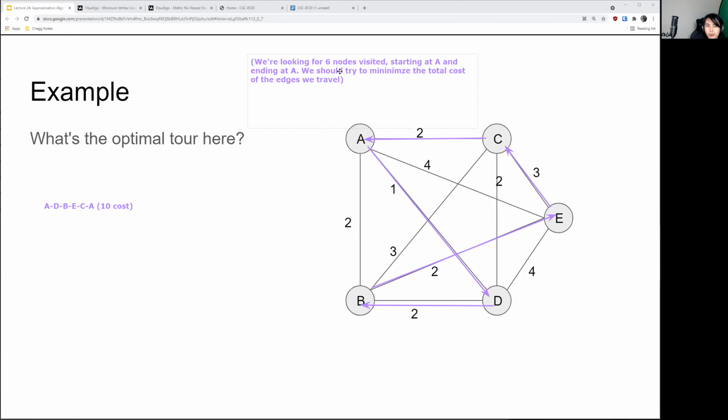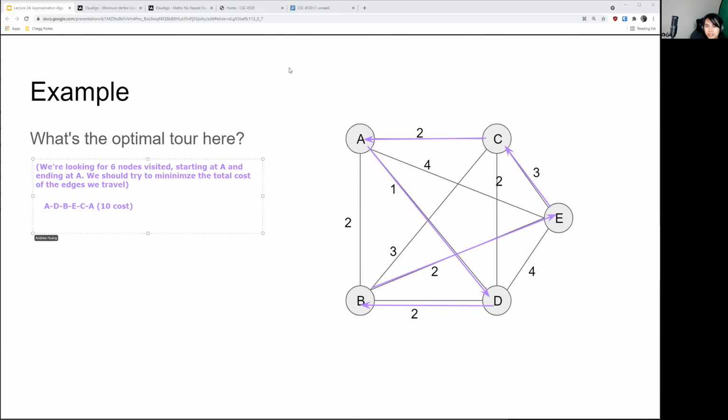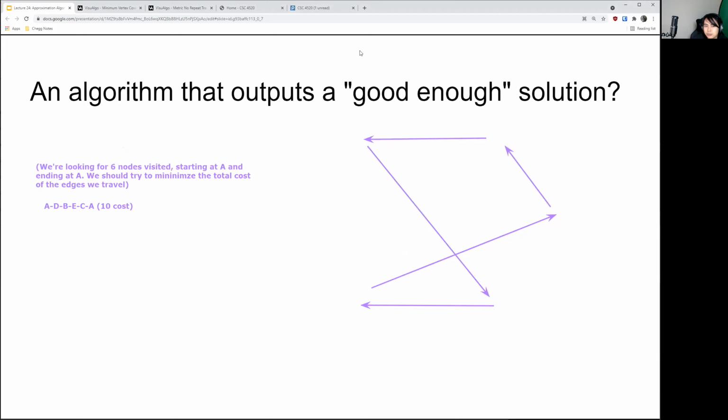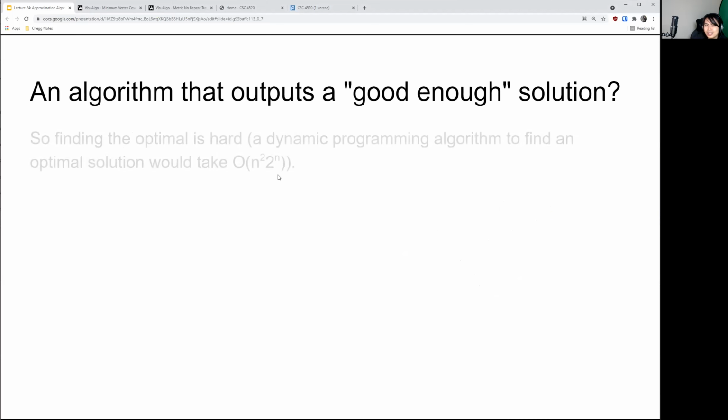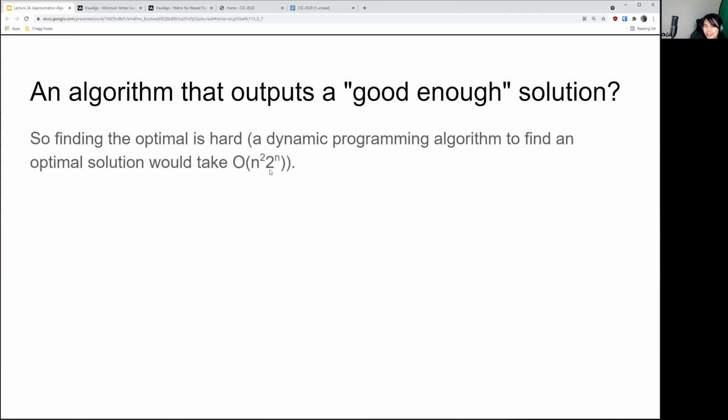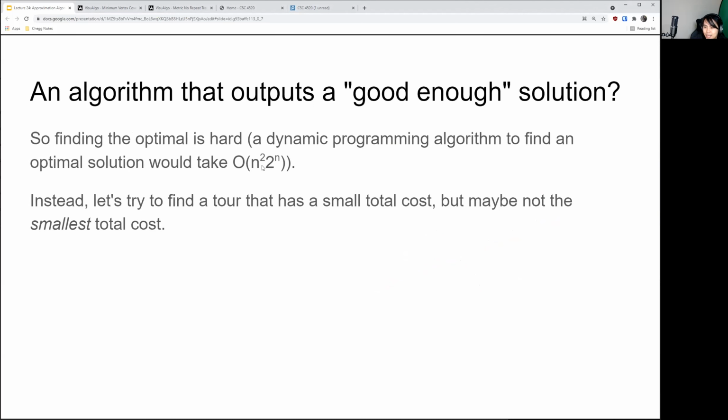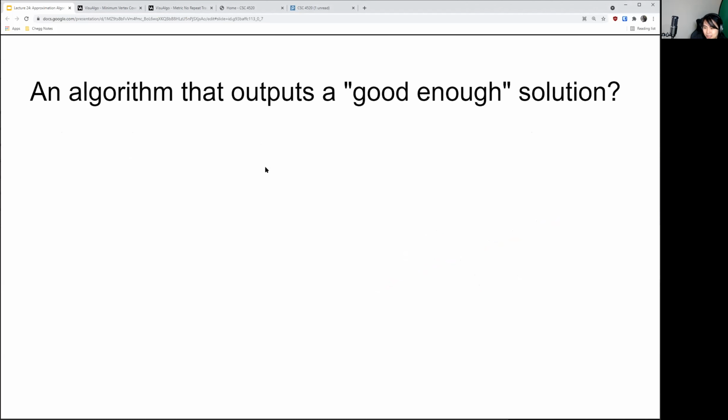So the problem, of course, is that finding this in general is really hard. In order to find the answer to the traveling salesman problem, the best solution we have so far is a dynamic programming algorithm that takes O of n squared times 2 to the n. So this is kind of dicey.